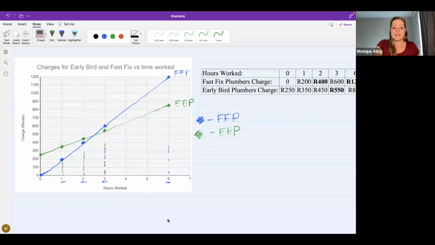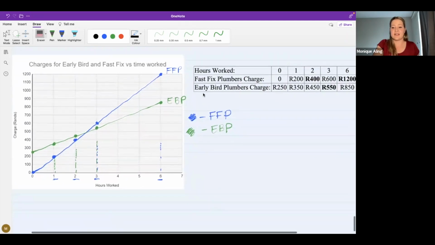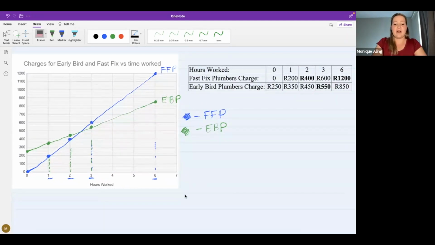Sihle is asking, ma'am, please re-explain EBP. Okay, so that's the green line. And all I did was look at the table.